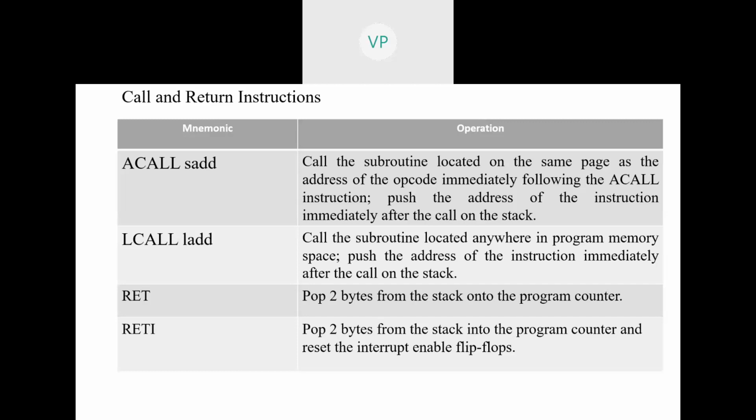Since the control has to go to the subroutine, what it has to do is push the address of the instruction immediately after the call on the stack. The return address is stored onto the stack there. ACALL is nothing but what? It is short absolute range, which is between 2 kilobytes, which is one page of the 8051 memory location, right? Next, what we have is LCALL, L address.